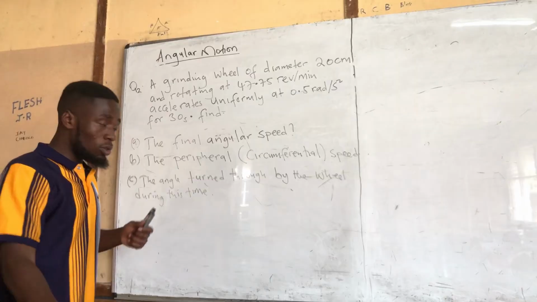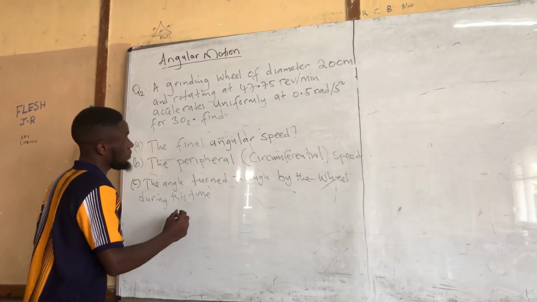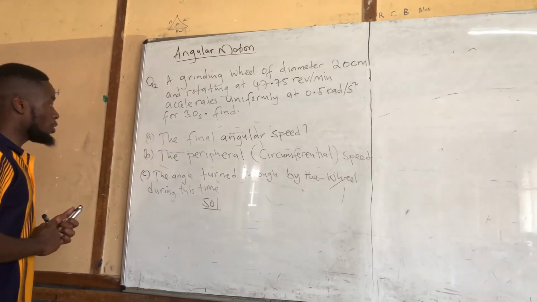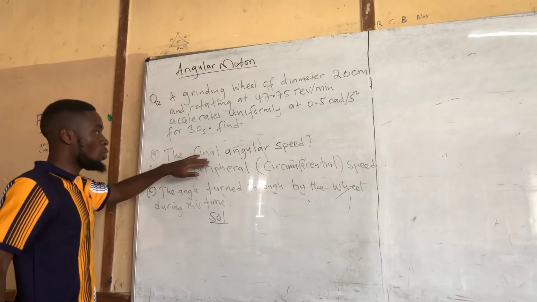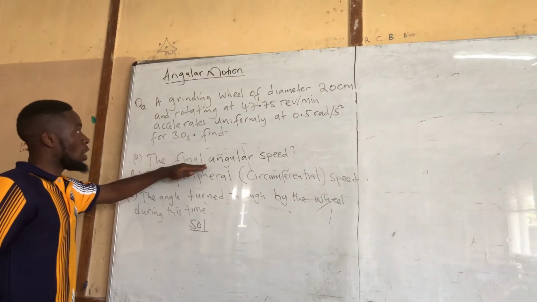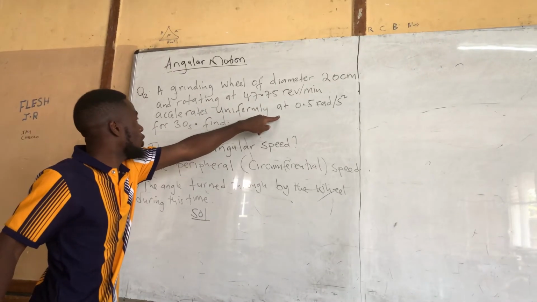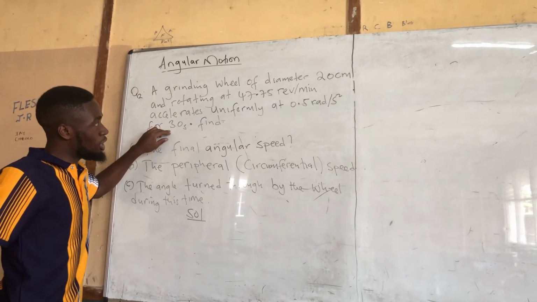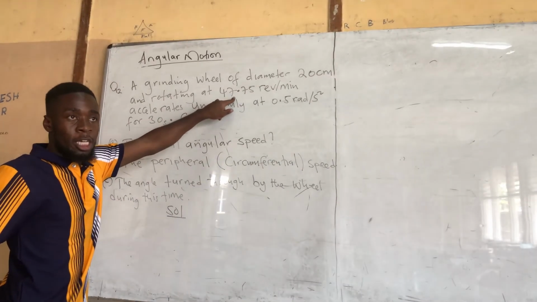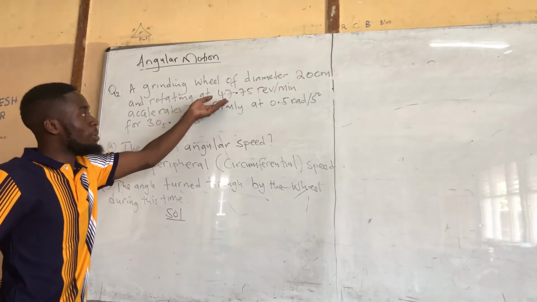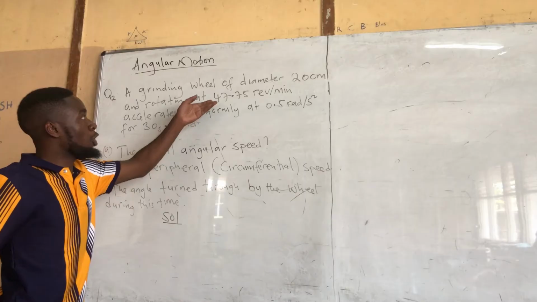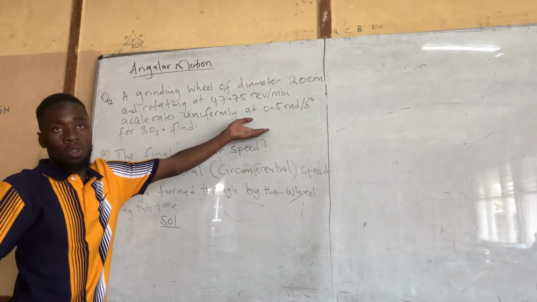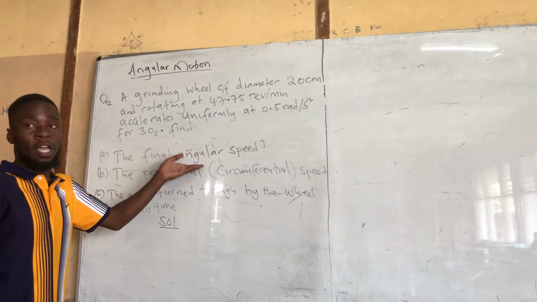Okay? So let's answer this. Let's start with the first one here. So what should be the thinking process on the first one? We need to look for an equation where we have the final angular speed, the initial angular speed, the acceleration, and the time. The moment you see the word "at", this is the initial angular speed. So we need to find the equation that will connect the initial angular speed, the time, the angular acceleration, and the final speed.